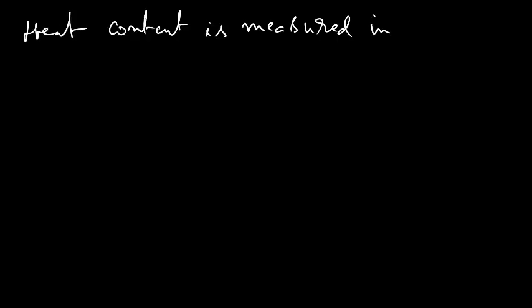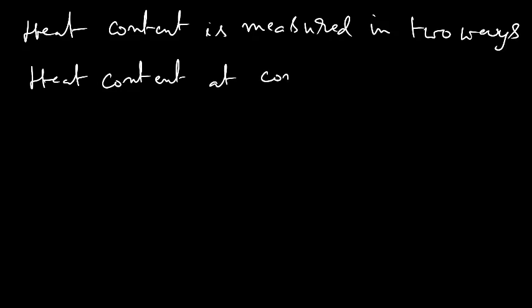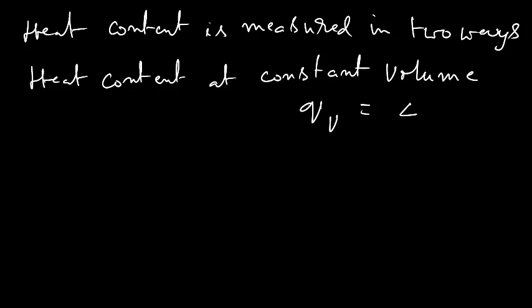As we discussed, the heat content of the system is measured in two ways, that is internal energy and enthalpy. What are those? Heat content at constant volume. Heat content at constant volume is Qv. This is nothing but delta U, that is change in internal energy. So internal energy is nothing but heat content at constant volume.